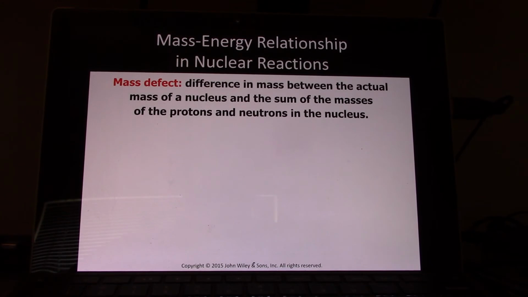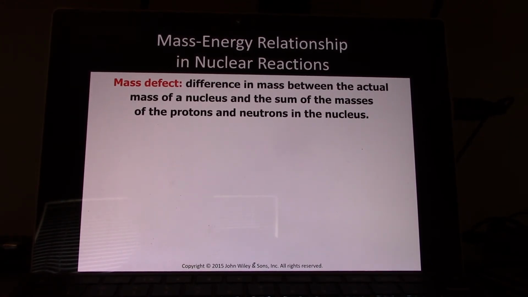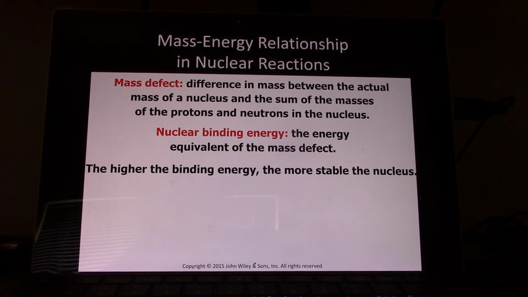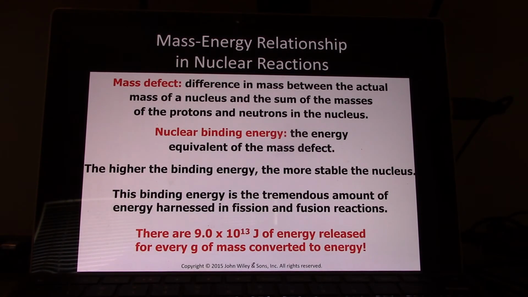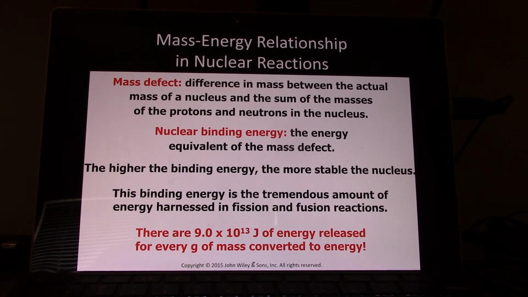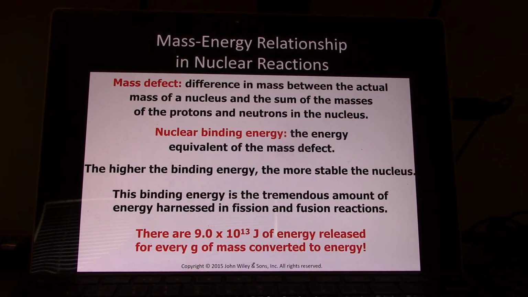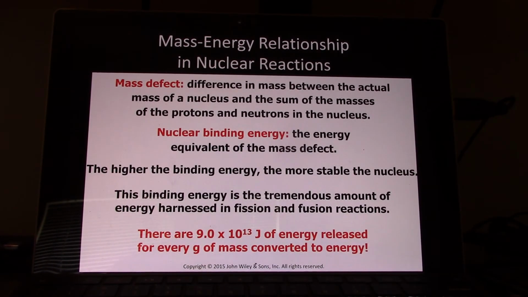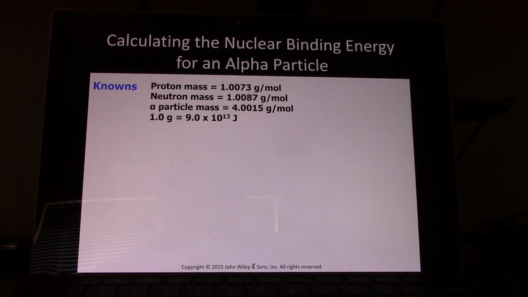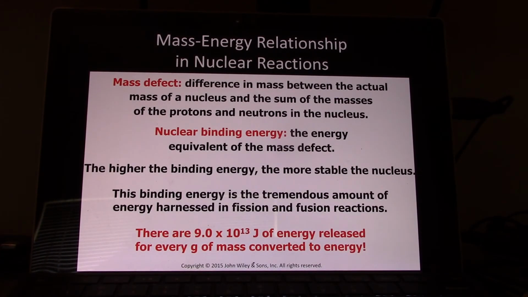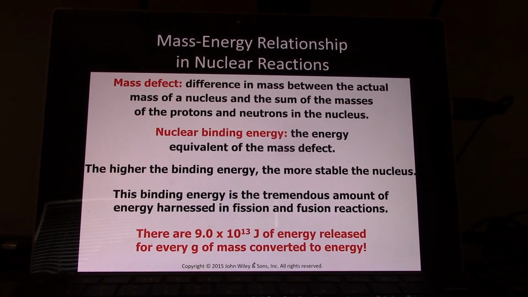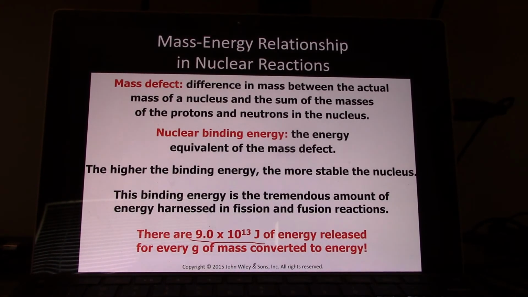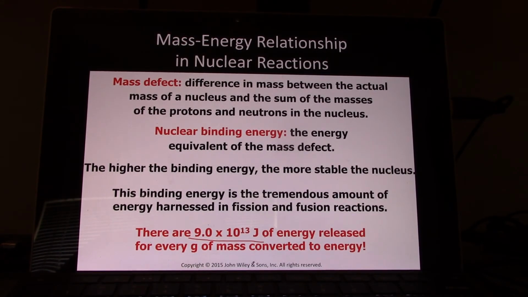Mass defect, the difference in mass between the actual mass of a nucleus and the sum of the masses of the protons and neutrons in the nucleus. Again, the mass defect occurs because there's so much energy in the nucleus that when mass is converted into energy, it's actually enough energy where you do see a small mass difference. And so for every gram of mass converted into energy, that releases 9 times 10 to the 13 joules of energy. And that is a really, really big amount of energy.